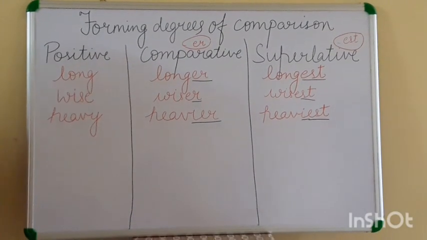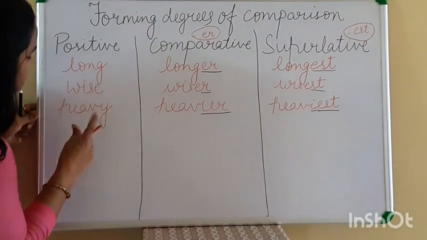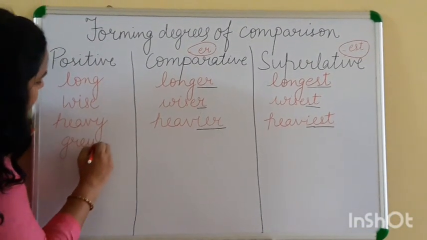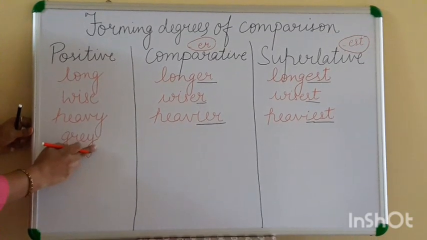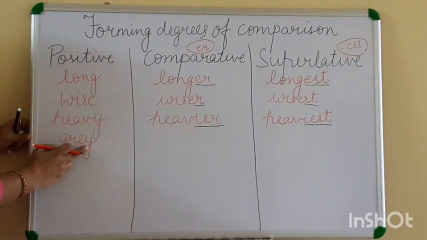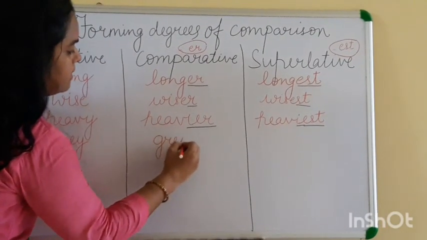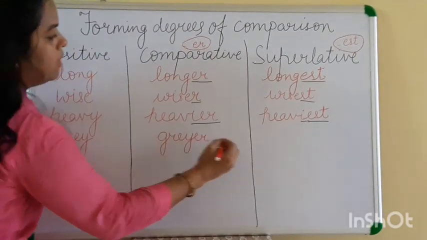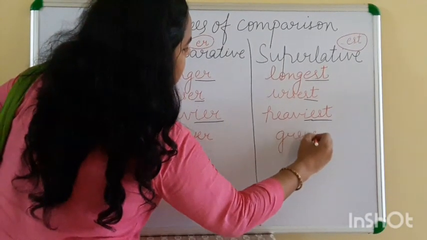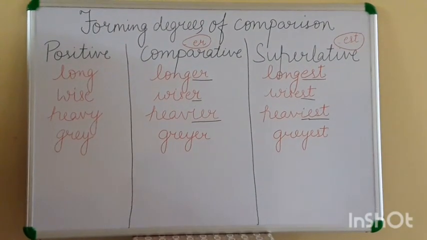Got it? Now, suppose I gave you a word, grey. Now here you can see there is a vowel before Y. Here you will not change Y into I. What you will do? You will write greyer, greyest. Got it?